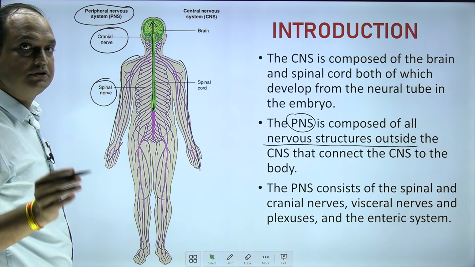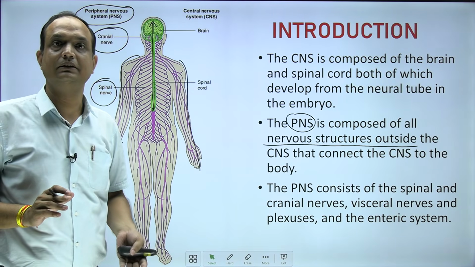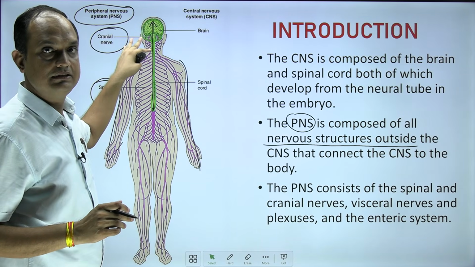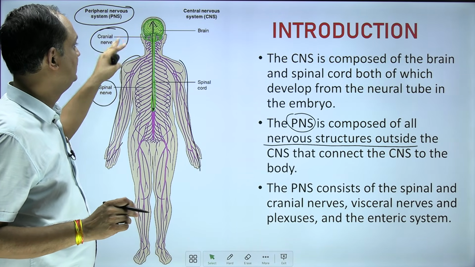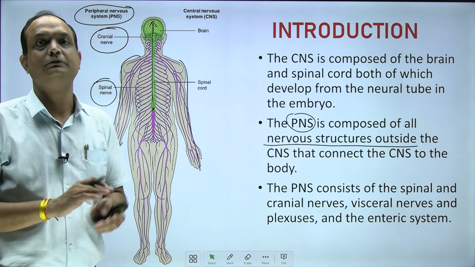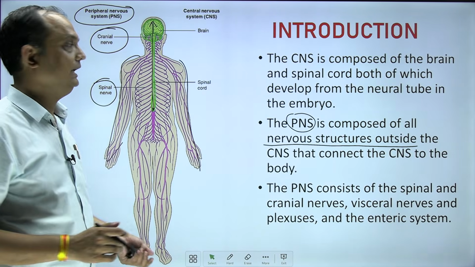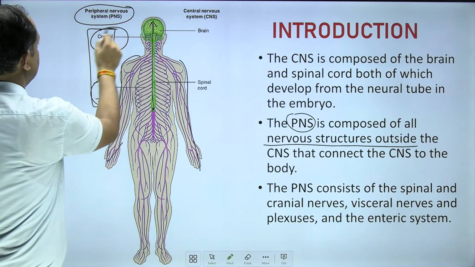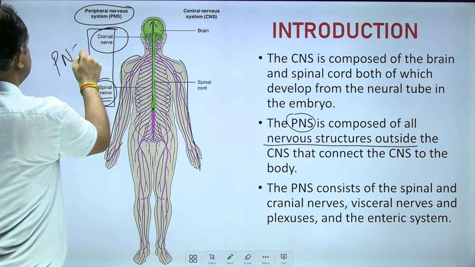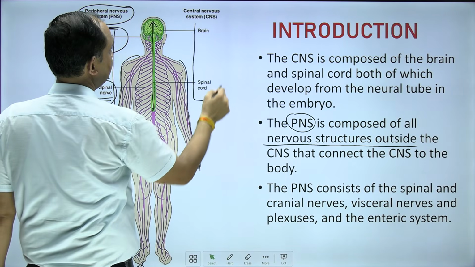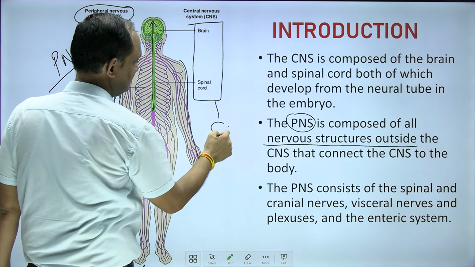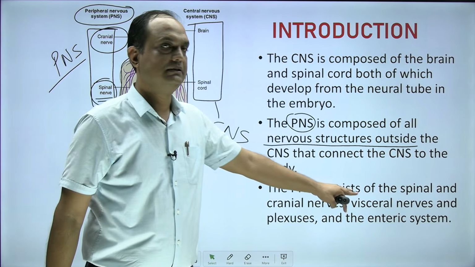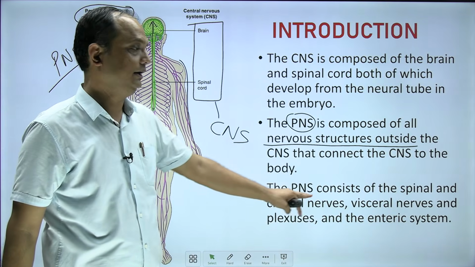That means the connection of the brain with the outer body surface is through the cranial nerves, while the spinal cord is connected with the body with the help of spinal nerves. So the cranial nerves and the spinal nerves are known as the peripheral nervous system, and the brain and spinal cord are known as the central nervous system. Clear? So the peripheral nervous system consists of the spinal nerves and cranial nerves.